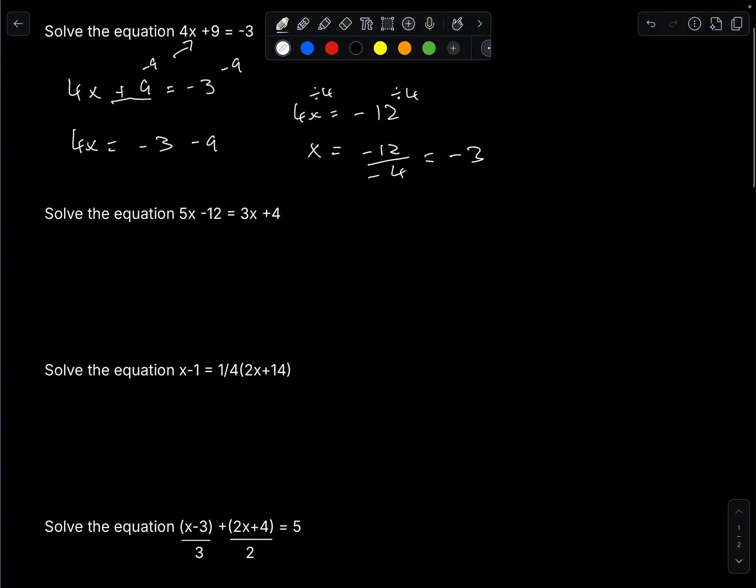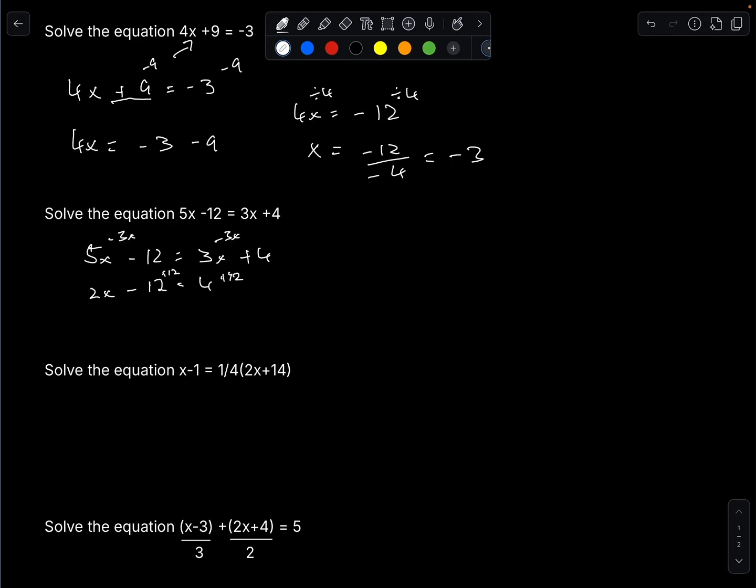Okay, so next question here, 5x minus 12 equals 3x plus 4. It gets a bit trickier now, but nothing different. So now I can just pick a side that I want to keep. I'm going to keep this side over here. So I'm going to first minus 3x from both sides. So we have 2x minus 12 equals 4. Now I want to have the 2x on its own, so I'm going to plus 12 to both sides.